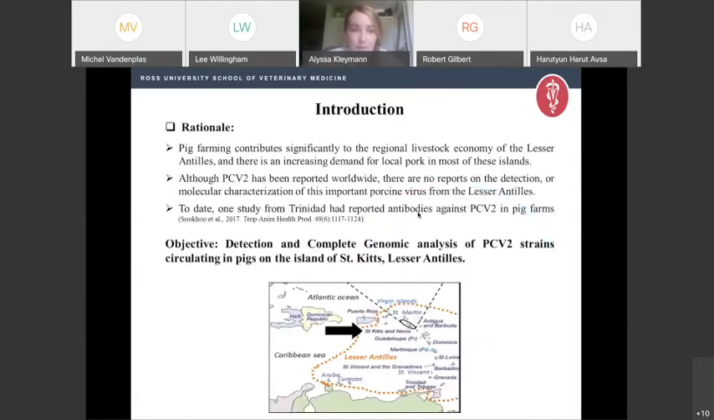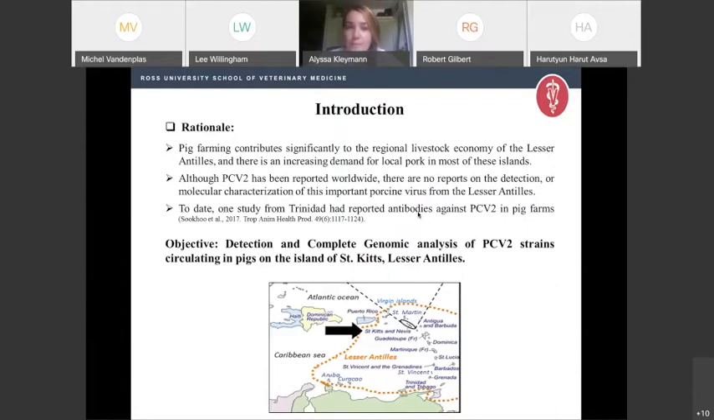So pig farming contributes significantly to the regional livestock economy of the Lesser Antilles, and there is an increasing demand for local pork in most of these islands. And although PCV2 has been reported worldwide, there are no reports on the detection or molecular characterization of this very important porcine virus.